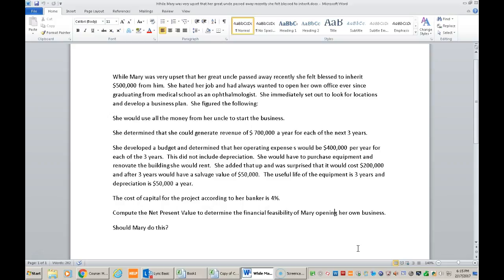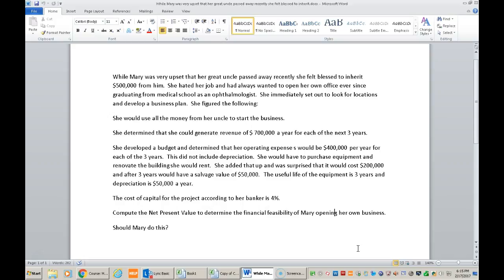She would need to purchase equipment and renovate a building that she would rent, and that ended up being $200,000. At the end of the 3 years, she would sell most of the equipment and get new, so she would assume a salvage value of $50,000. At the end of the 3 years, she would have spent $150,000 net of the equipment. And if you think back to your accounting days for depreciation, that would be $50,000 a year.